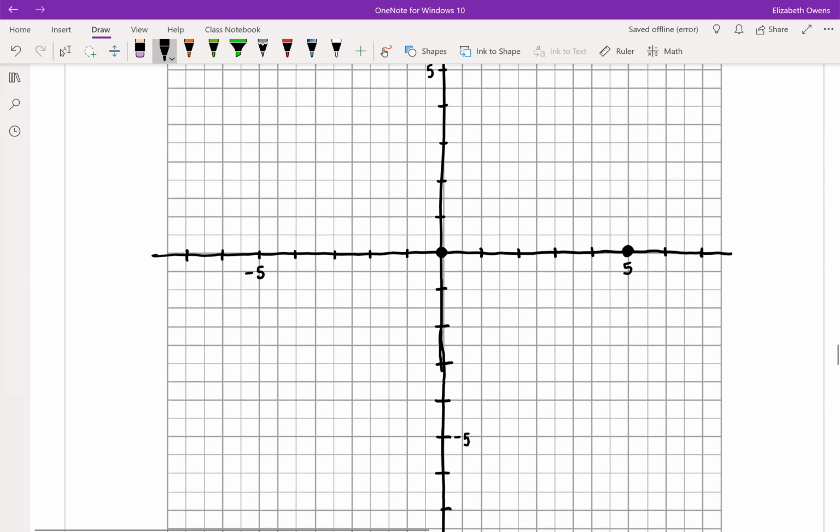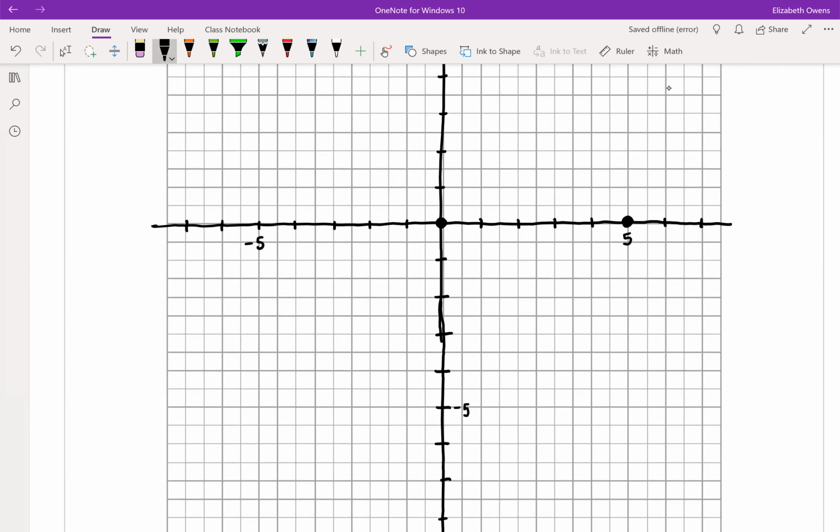Let's put that point on the graph. -1, -6 would be right here. Okay, so that is an inflection point.